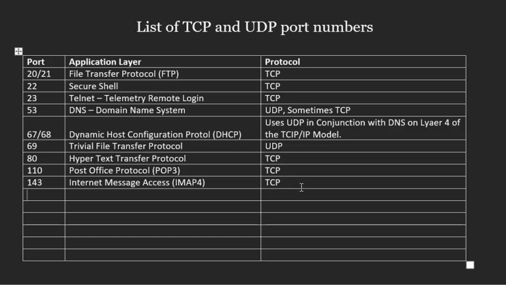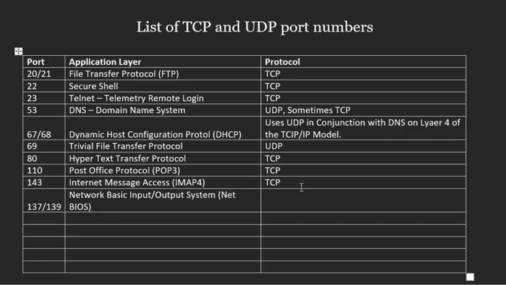Next port we have is port 137 and 139, which is the network BIOS, or basic input output system, NetBIOS. That runs on TCP. Then we have ports 161 and 162. That is simple network management, SNMP. That runs on the UDP protocol.